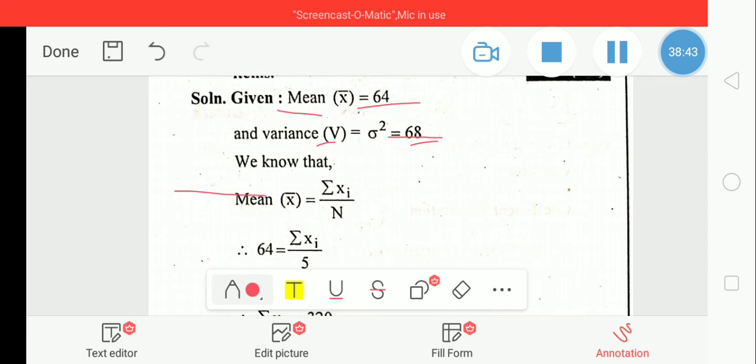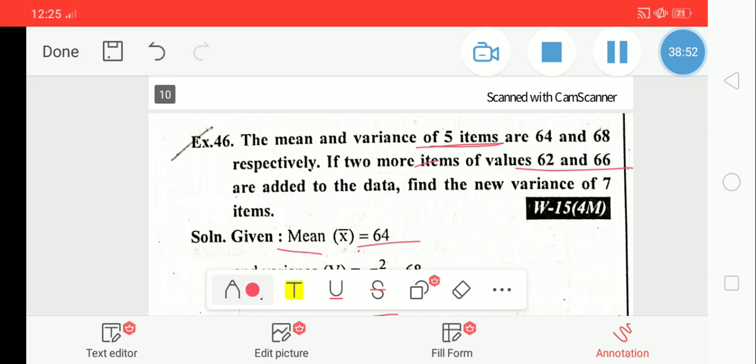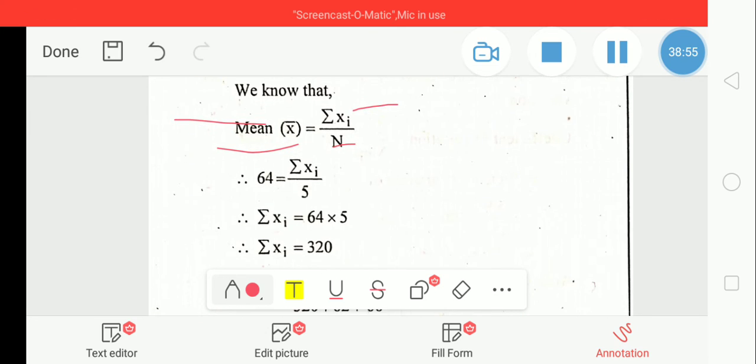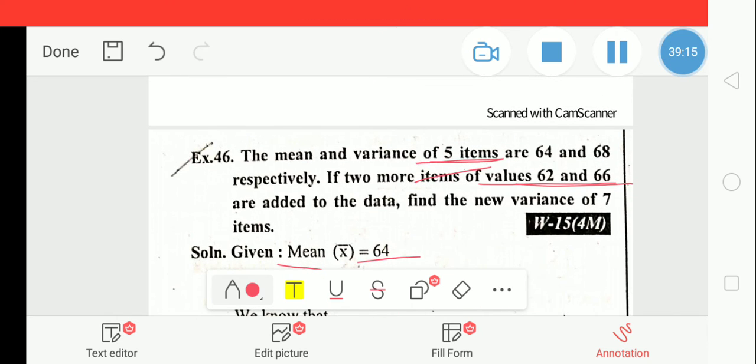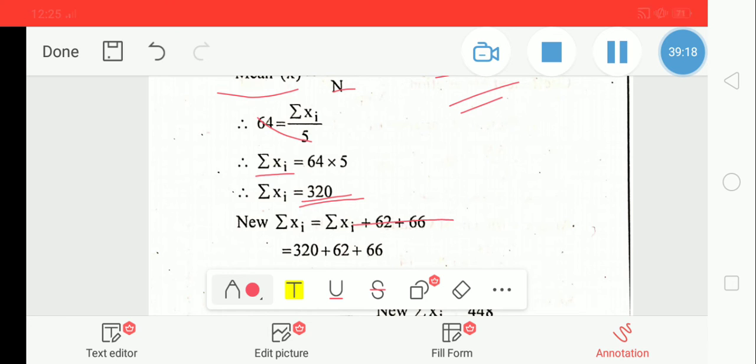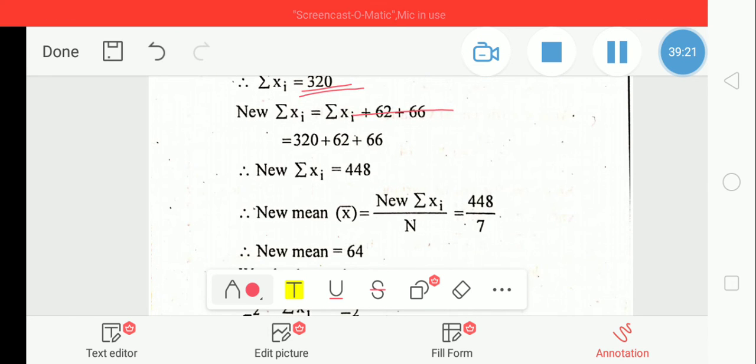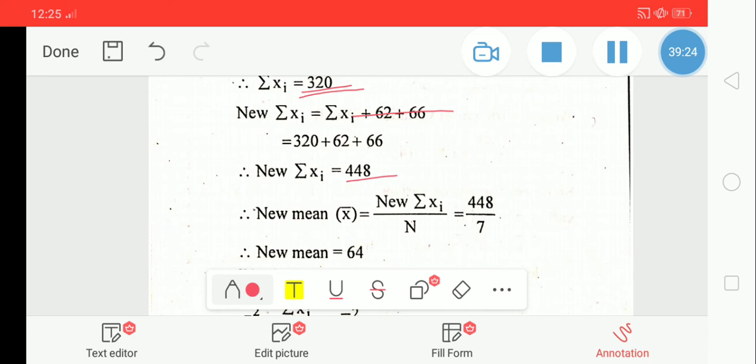So we know that the mean formula is mean is equal to summation of xi divided by n. n is 5 here, so we find for 5 items. So summation of xi, the sum of the 5 items, is 320. So the addition of 5 items is 320 and we have to add 2 more items. So this plus this gives 7 items, and the addition of 7 items is 448.